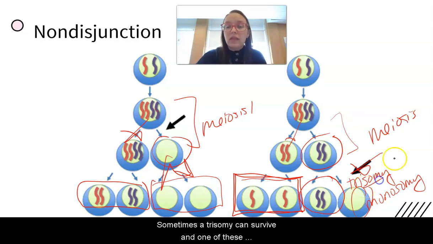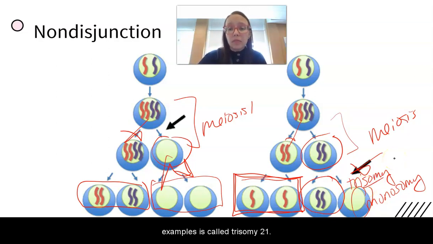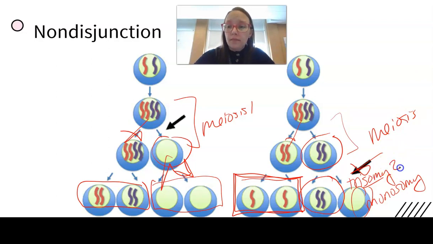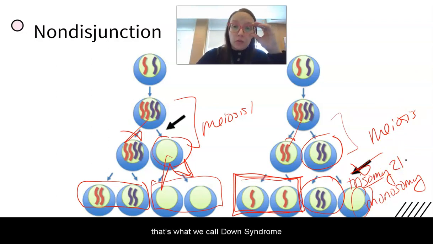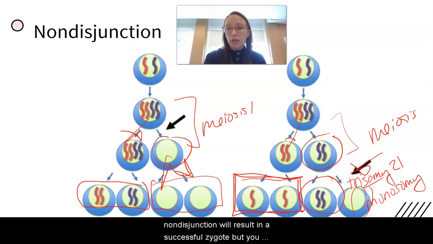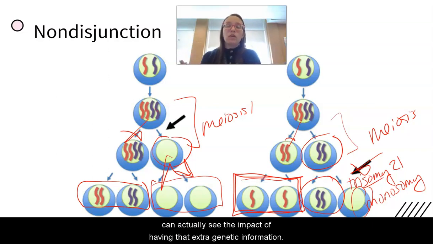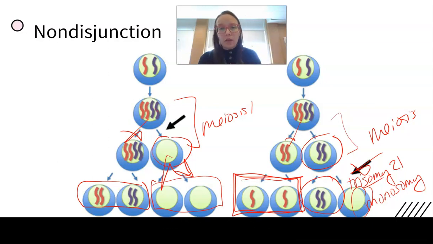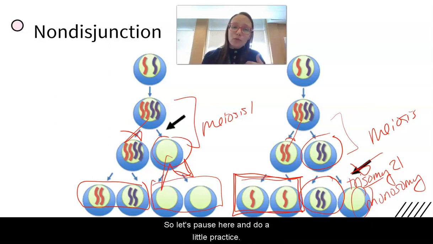Sometimes a trisomy can survive. And one of those examples is called trisomy 21. And that's what we call Down syndrome. So that is one example of a situation where a non-disjunction will result in a successful zygote, but you can actually see the impacts of having that extra genetic information. All right, so let's pause here and do a little practice.